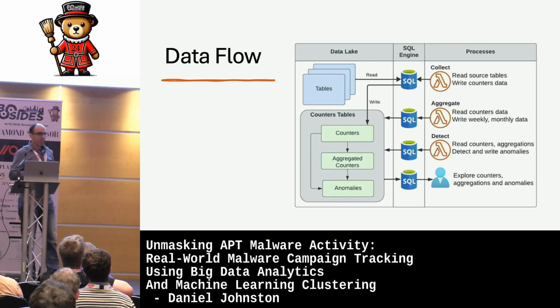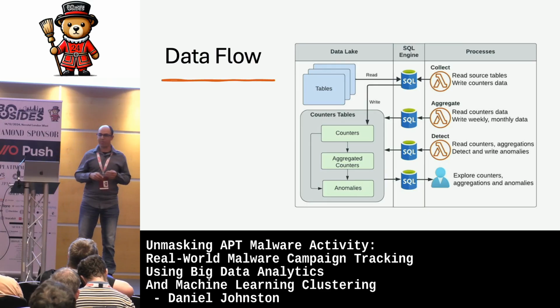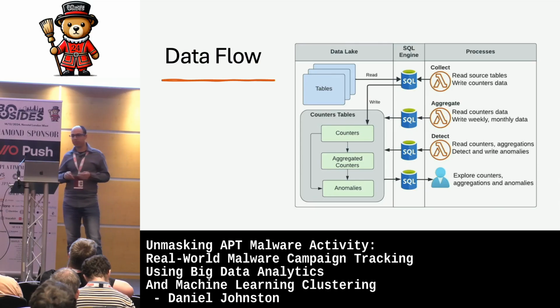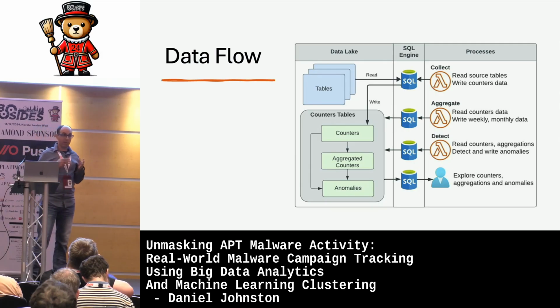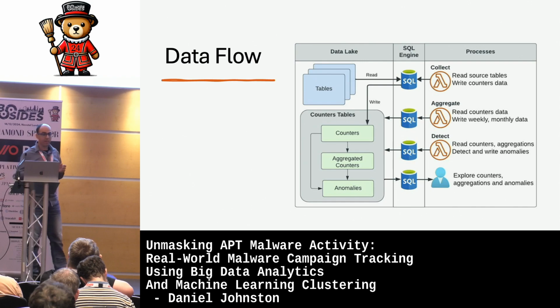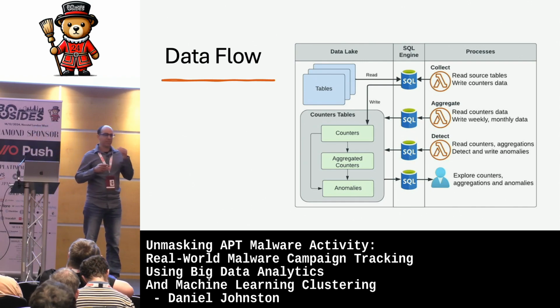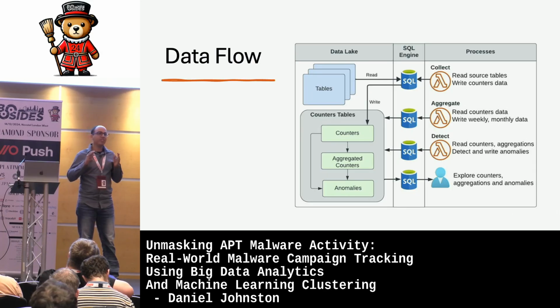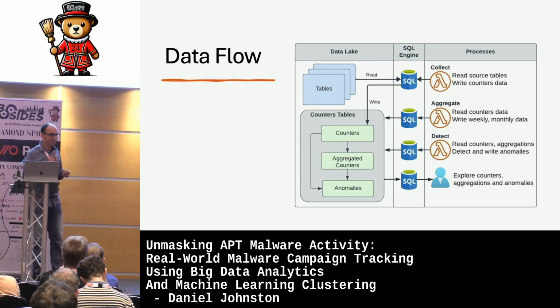So this is the data flow for our anomaly detection system. We have a data lake, like Daniel explained before. The data lake has thousands of tables and terabytes of data added daily. And we have counters. I will explain very soon how we define these counters. The idea is that we collect the data by reading from the source table into dedicated counters tables inside of our anomaly detection system. We read the data from the source table exactly once.